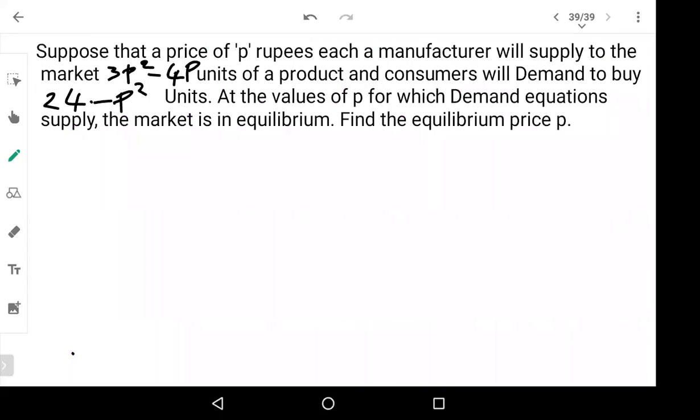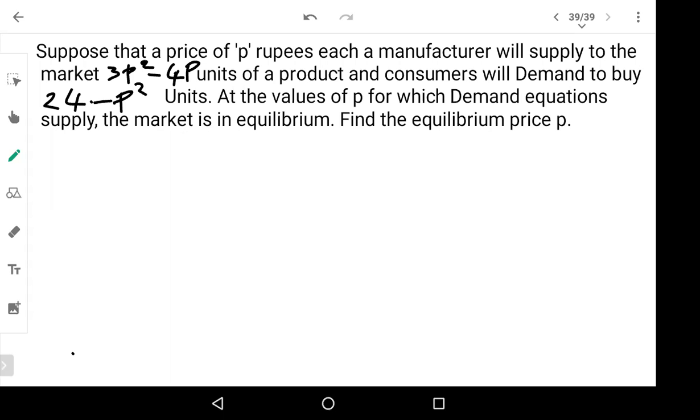Okay. So the next question is, suppose at a price of P rupees each, a manufacturer will supply to the market 3P minus 4P units of a product, and consumers will demand to buy 24 minus P square units. At the values of P for which demand equals supply, the market is in equilibrium. Find the equilibrium price P.